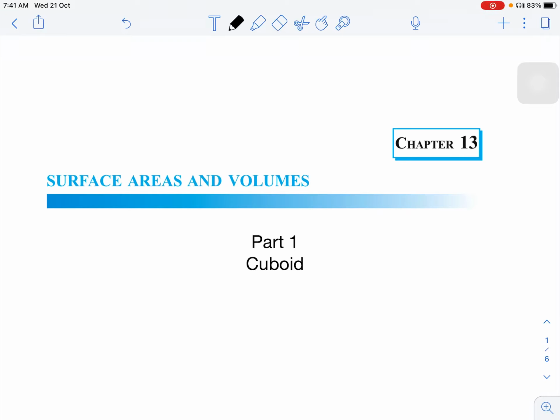So, hello students. Today we are going to learn chapter number 13 of class 9, that is surface area and volumes. In this chapter we are going to learn about different types of figures and how to find their areas, that is CSA, TSA and volume of those figures. In this part we are going to learn about cuboid. So, let us start.